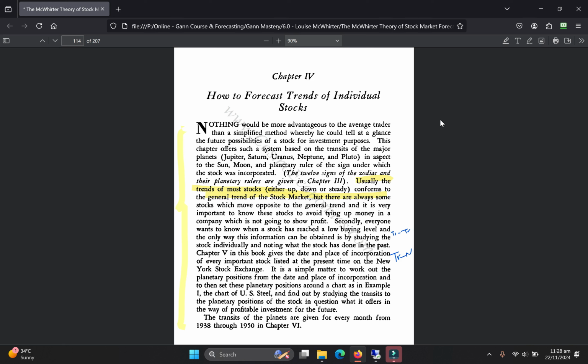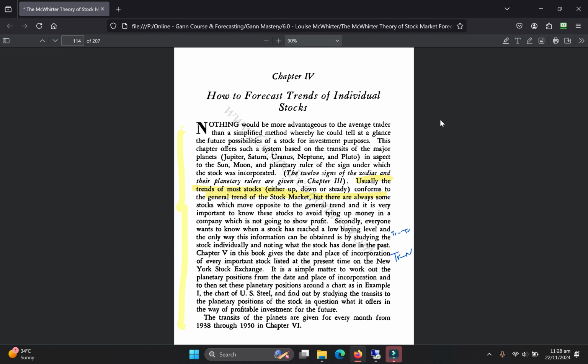So McWhirter would say nothing would be more advantageous to the average trader than a simplified method whereby he could tell at a glance the future possibilities of a stock for investment purposes. This chapter offers a system based on the transits of the major planets Jupiter, Saturn, Uranus, Neptune, Pluto, in aspect to the Sun, Moon, and planetary ruler of the sign in which the stock was incorporated.